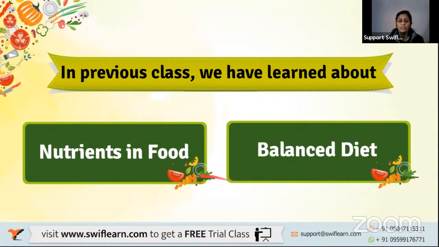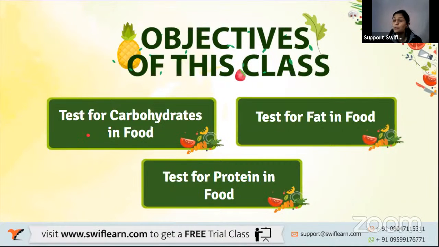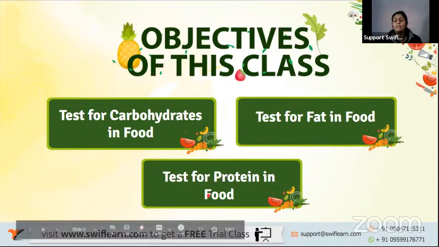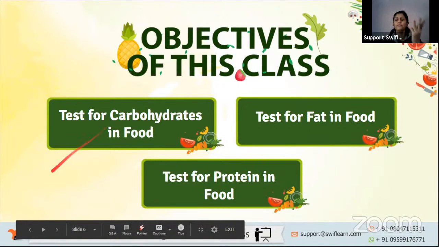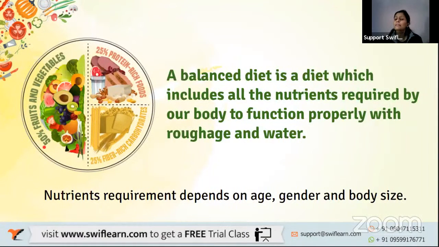So here we are. The objective of our class today is how we can test carbohydrates in food. If there is a food item in front of you, how can you check whether it contains carbohydrates, fat, or protein? Today we'll be discussing how to do a test of carbohydrates in food, test of fat in food, and test of protein in food. Starting with that, once more a quick recap of what a balanced diet is.